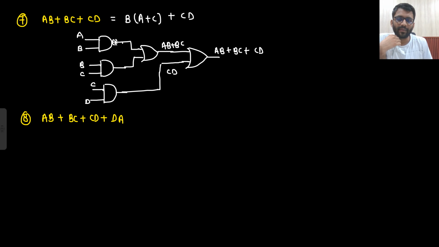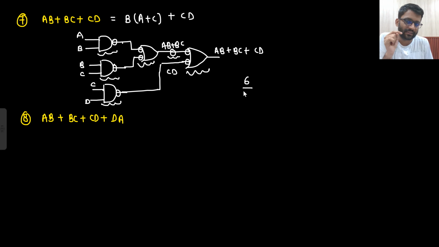So if you introduce a bubble here, then another bubble will come here. Then to make it an AND gate, you need to introduce one more bubble. So if you are introducing one more bubble, then one more bubble will come. So 1, 2, 3, 4, 5 and 6. So answer is 6. Are you getting this point?